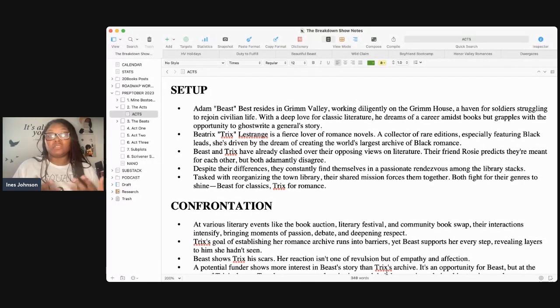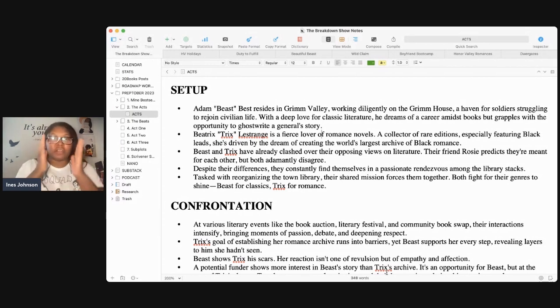Adam and the rest of his unit were in an IED blast, and Adam suffered scars on his face and scars on his body, which has made him pretty self-conscious. Adam resides in Grim Valley with the rest of his unit, and these soldiers are all trying to recover from their last deployment when that blast happened. Adam has a deep love for classic literature, and he dreams of a career amidst books, but he grapples with the opportunity to ghostwrite a general story.